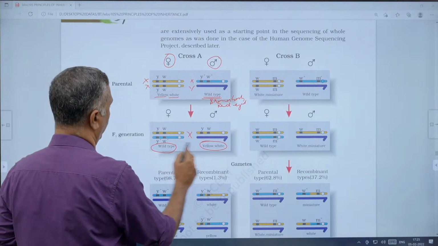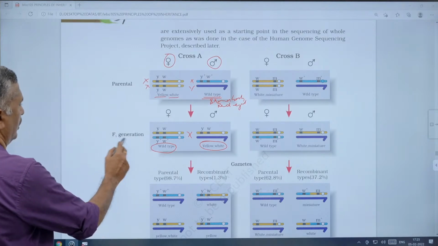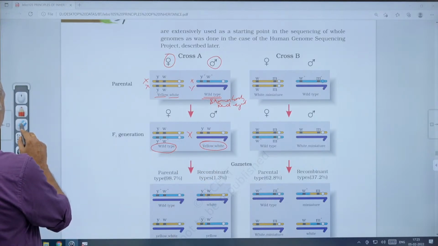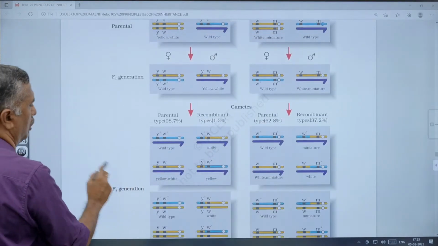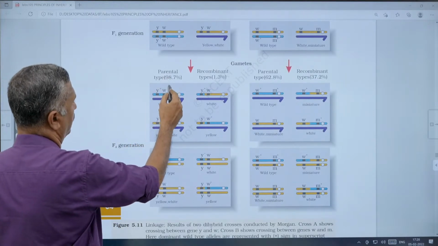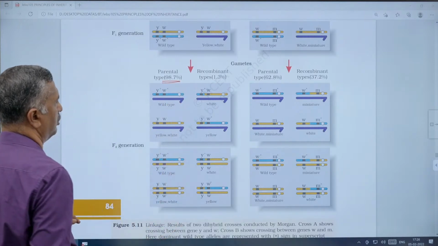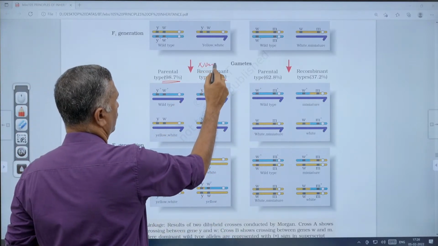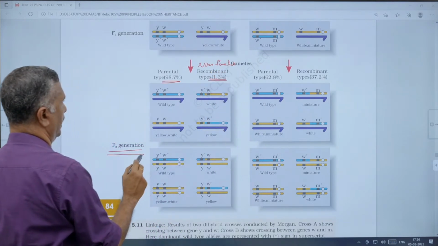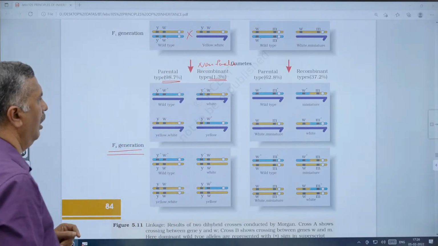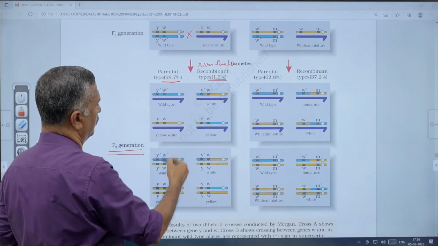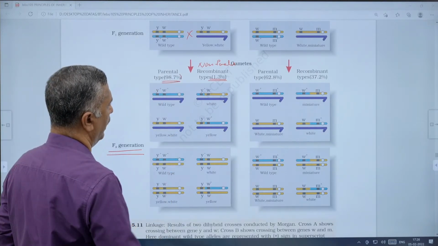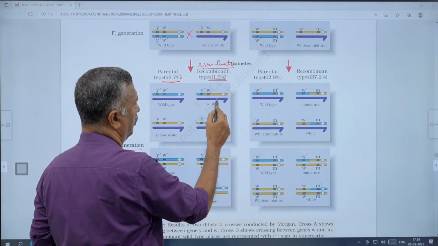Then the F1 progenies are intercrossed, that is wild type females and yellow body and white eye males. What is the result in the F2? It will deviate significantly from the 9:3:3:1 ratio, because the parental types are 98.7% and the recombinants, meaning non-parental types, are only 1.3%. Both males and females in the F2 show parental types at 98.7%, and the non-parental or recombinant types are only 1.3%.